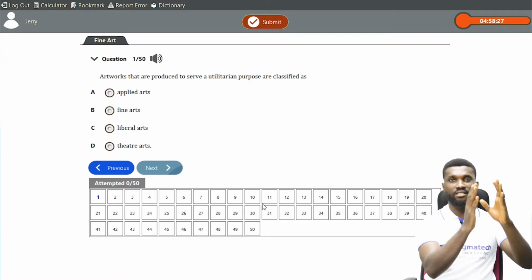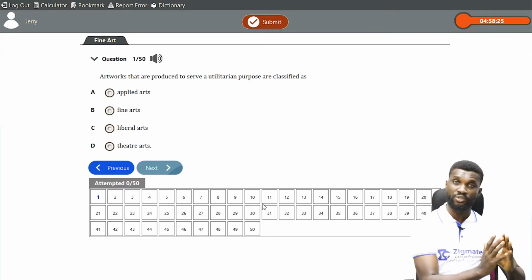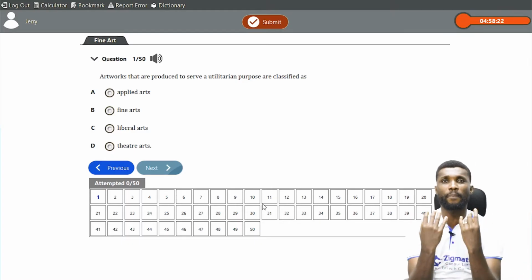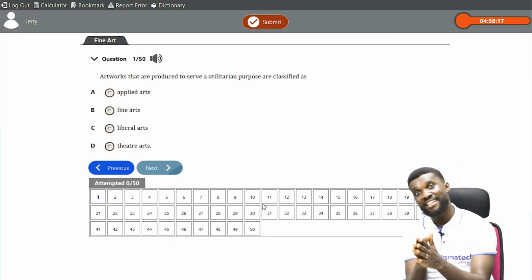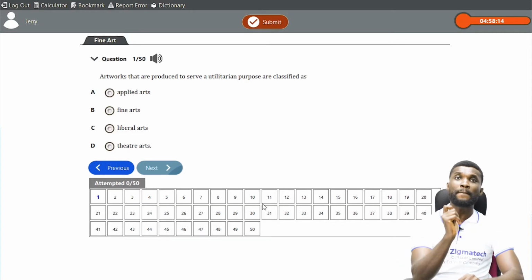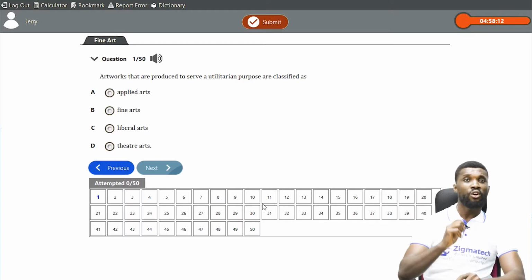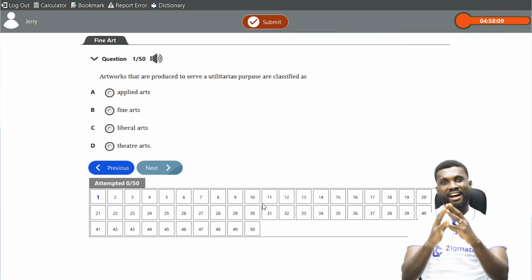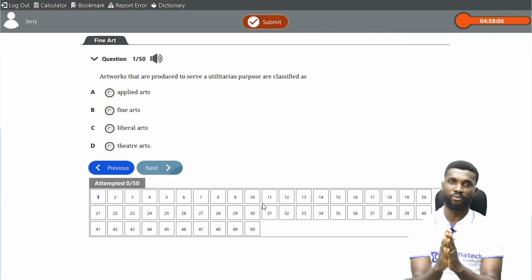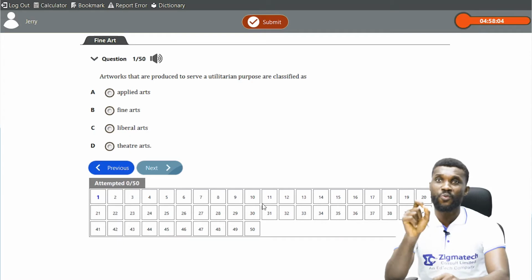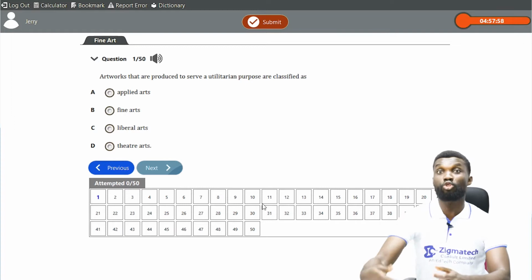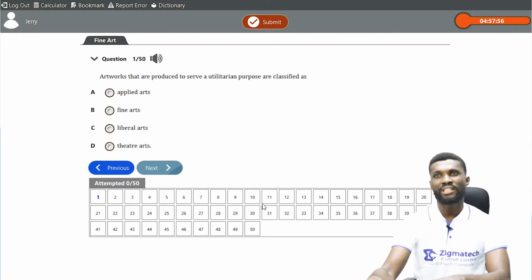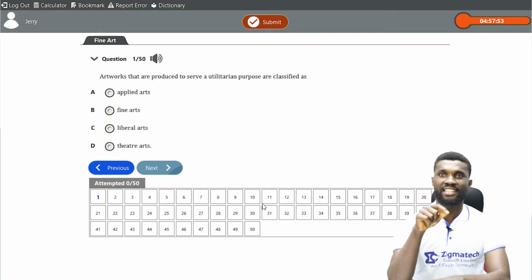Now, this segment under visual art deals with pleasure. It satisfies the soul. I call it the art for the rich. Why the applied art solves a particular problem. They are made to solve utilitarian problems. So, applied art are usually to solve problems. So when you see a question like this, artworks that are produced to serve a utilitarian purpose, utilitarian purpose means to solve a problem. It is useful. Which of these arts solves problems?